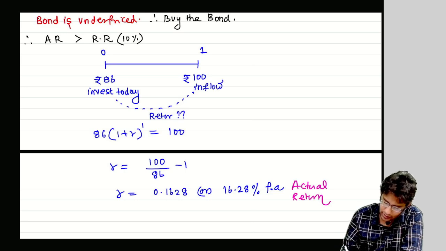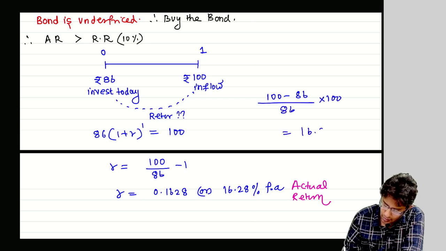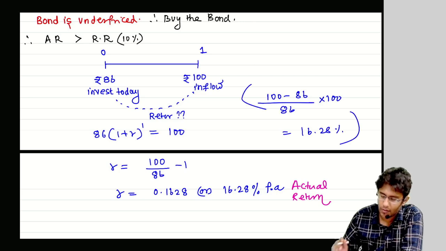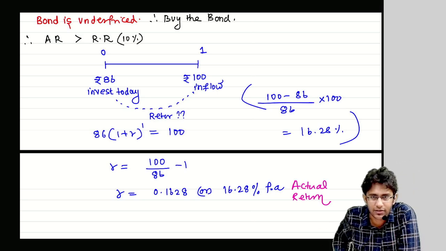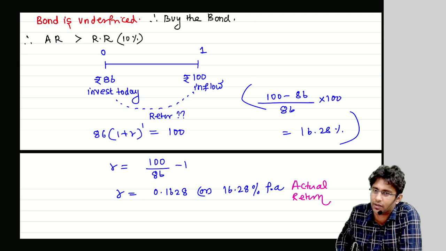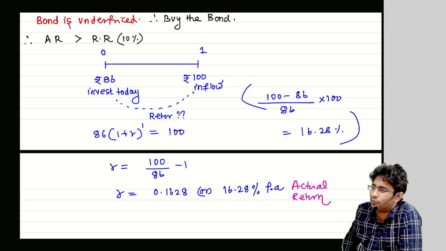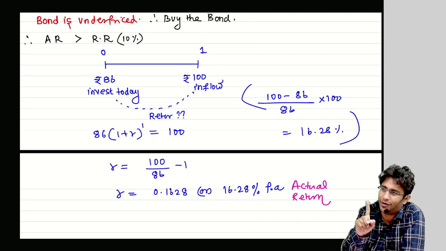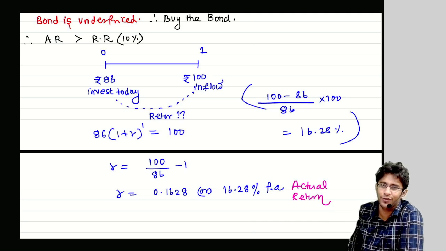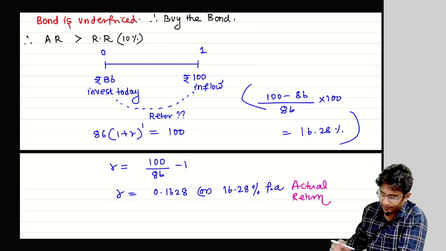Actually, I could have worked it out like this, and the same answer will come. Why I did not work it out like that is, if I do it like that, you will ask me whether it is simple return. Simple return and compound return will both be the same because the life of the bond is only 1 year. There is no reinvestment time. That's the reason both will be the same. But I did not want to use that formula, leave it.